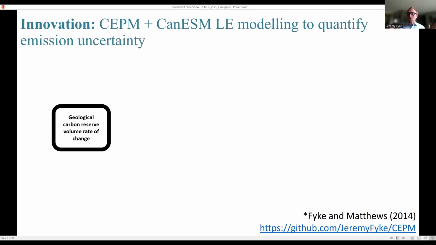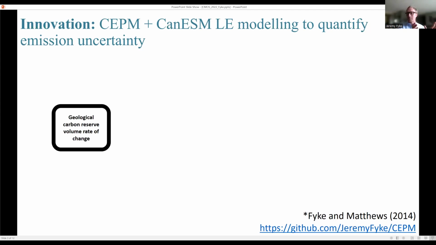So what I'll describe now is the innovation. Sorry, I made these slides for another workshop, and they asked specifically to include what the innovation was. So I don't want to sound pompous when I say innovation. It's sort of built into the slides here. But what we'll demonstrate is an approach to combine CEPM, which is sort of a reduced form energy emissions model, with actual Earth system modeling to try and quantify emission uncertainty. And I'll describe how that happens next.